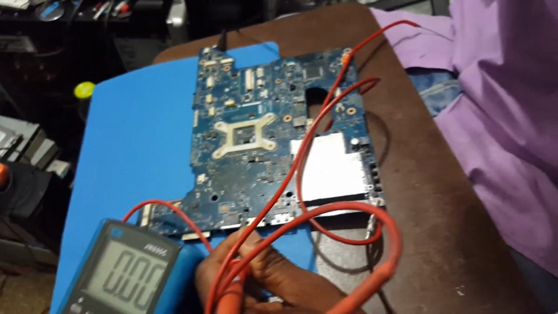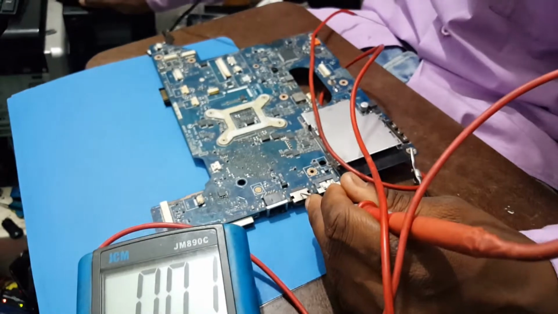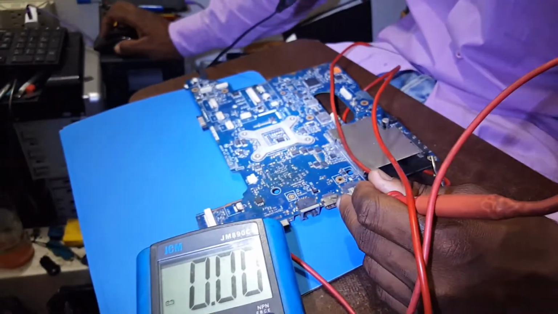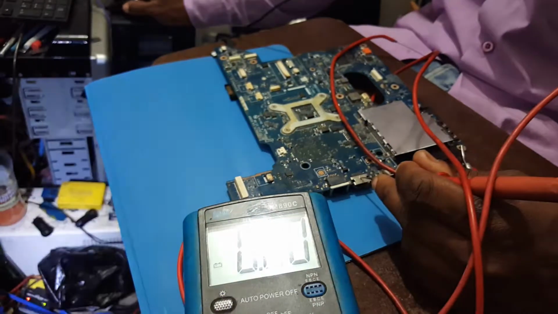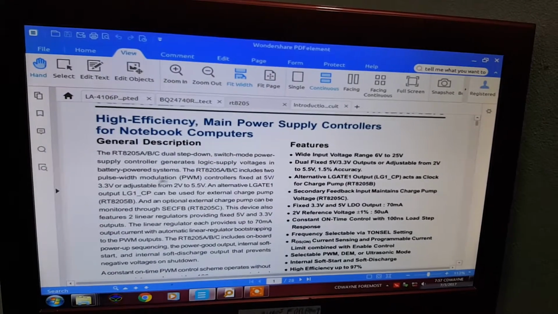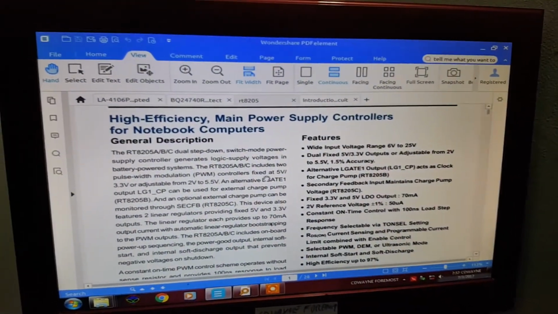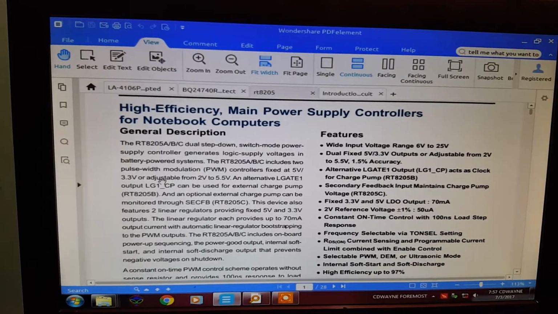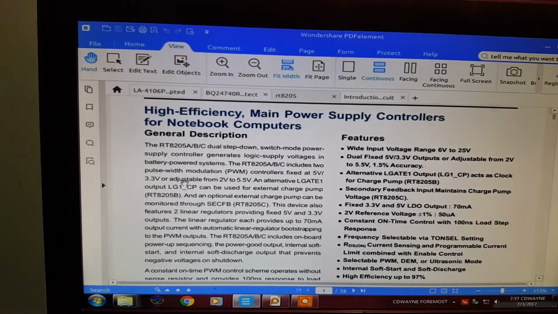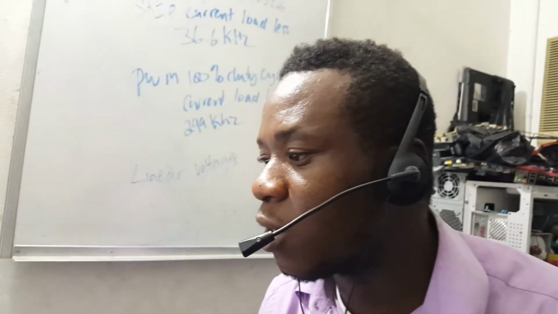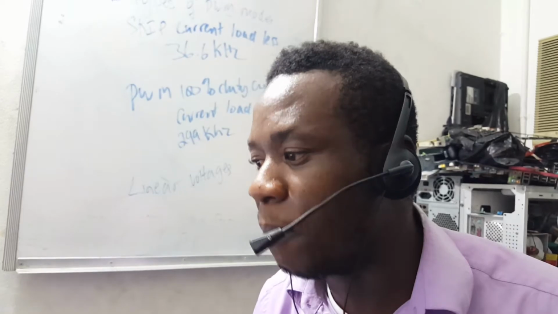That is why it says it's a logic supply voltage, battery powered system. The RT8205A, B, and C include 2 pulse width modulation controllers, fixed at 5 volt and 3.3 volt, or adjustable from 2 volt to 5.5 volt, right? An alternative L gate output, LG1_CP, can be used for an external charge pump. And that's it for now for the 5 volt and 3.3 volt regulator.